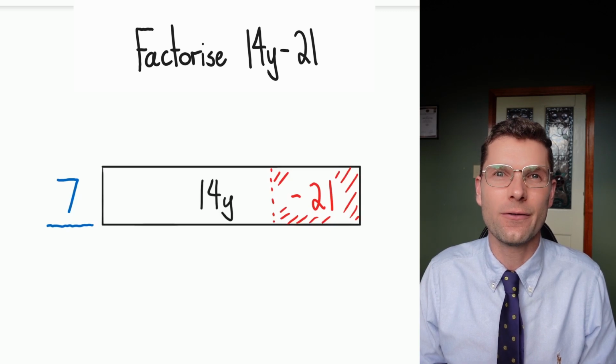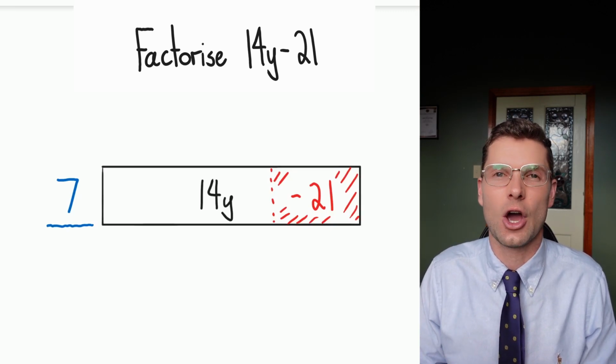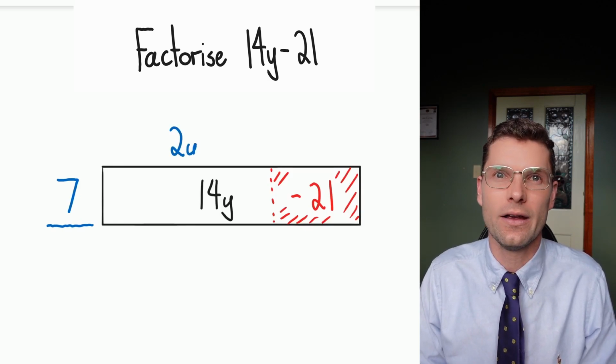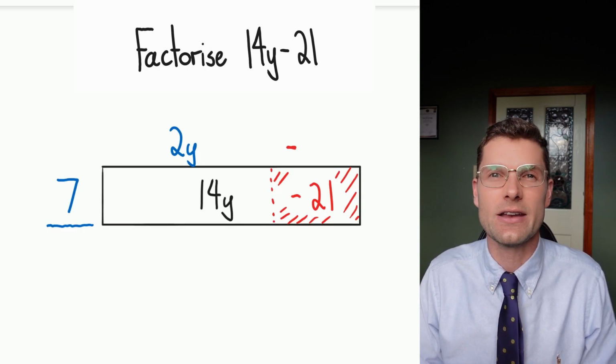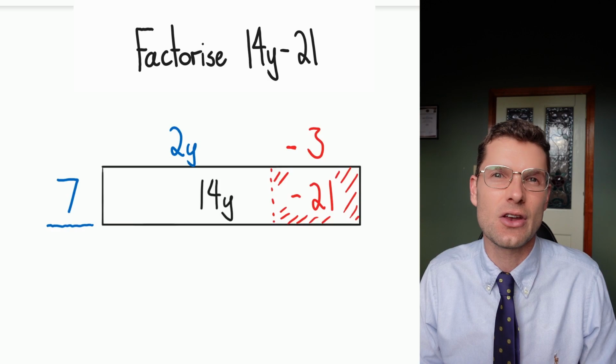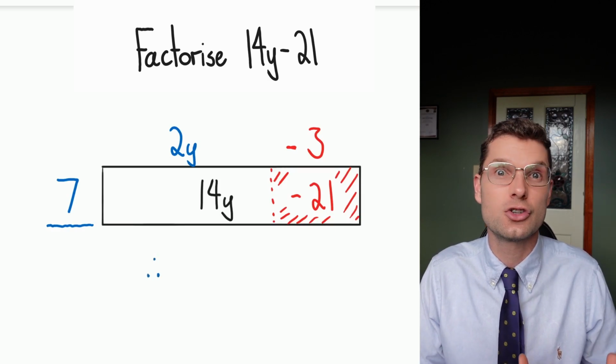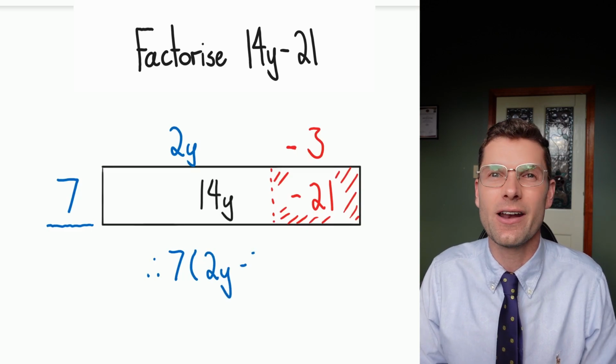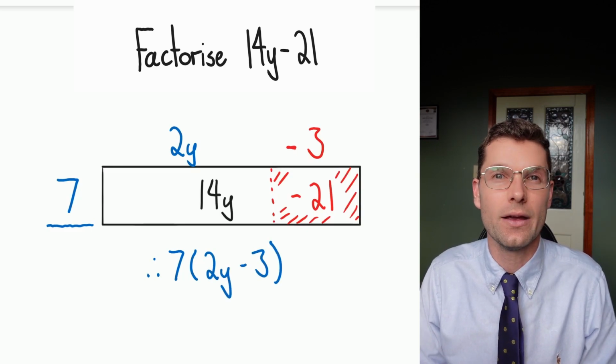Once I've got that number out the front, I just have to do this same code, or divide both terms by 7. 7 times something is 14y, so the answer there is 2y. 7 times something is equal to minus 21. 7 times minus 3 is going to be that answer. So now I've got a 7 out the front, 2y and minus 3 as my two terms on top. So my final answer is 7 bracket 2y minus 3.